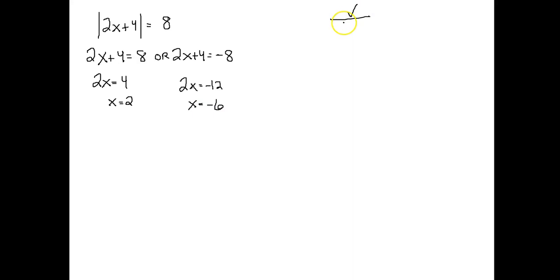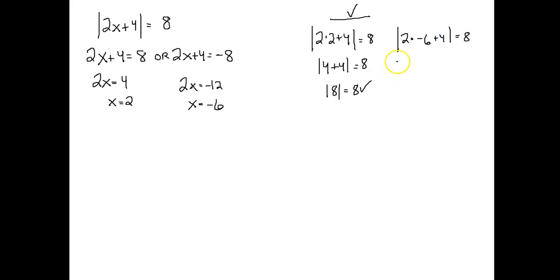So we'll check. We plug in 2 to the original. Let's go back to the original using the absolute values to check. We've got absolute value of 4 plus 4, which is the absolute value of 8, and that does indeed equal 8. And then you got absolute value of 2 times negative 6 plus 4, is the absolute value of negative 12 plus 4, which is the absolute value of negative 8, and that does indeed equal 8. So both check out. Both of them are solutions. So your solution set includes negative 6 and 2.